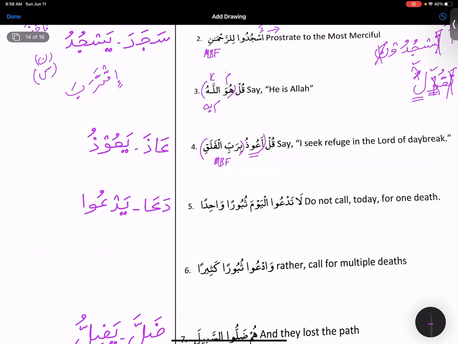So قُلْ أَعُوذُ بِرَبِّ الْفَلَقِ, and I seek protection over here. I seek protection in Rabb of Falak. What is Falak? One ayah in Quran Pak says about Allah subhanahu wa ta'ala that he is فَالِقُ الْحَبِّ وَالنَّوَى, right? So he is the one who is فَالِق.